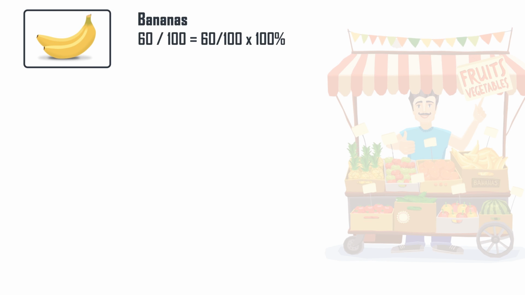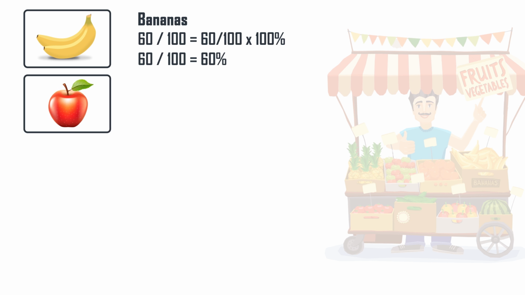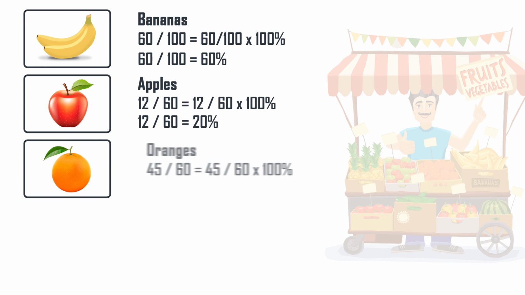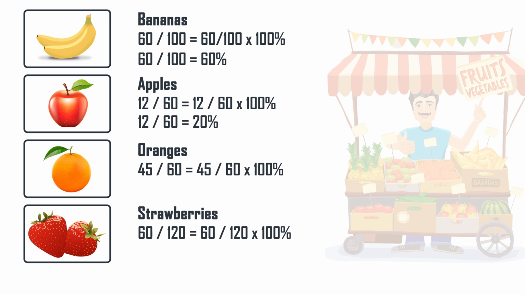If 60 bananas were sold out of 100, what fraction of bananas were sold? That'll be 60 by 100. Let's convert this to percentage format. So that will be 60 by 100 into 100%, that is equal to 60%. Similarly, if 12 out of 60 apples were sold, what percent of apples were sold? Again, that will be 12 by 60 into 100%, that is 12 into 10 by 6, that is 20%. Why don't you calculate how much percent of oranges and strawberries were sold too? Okay, so 75% of oranges were sold and 50% of strawberries were sold.